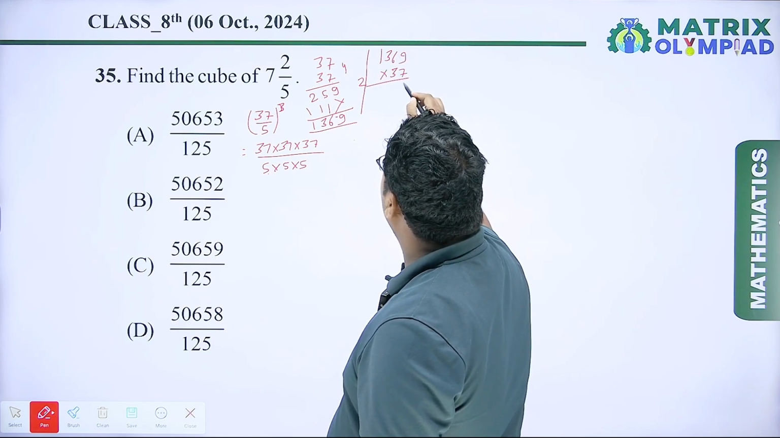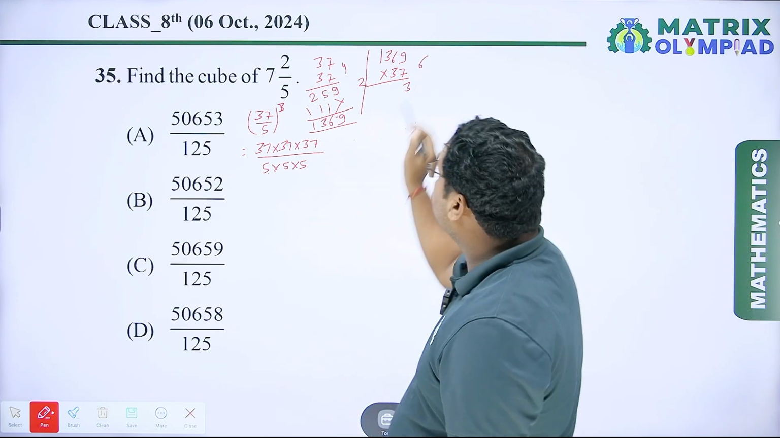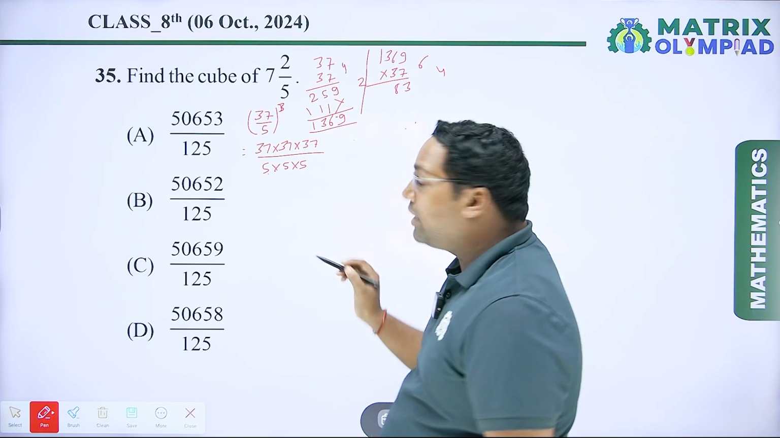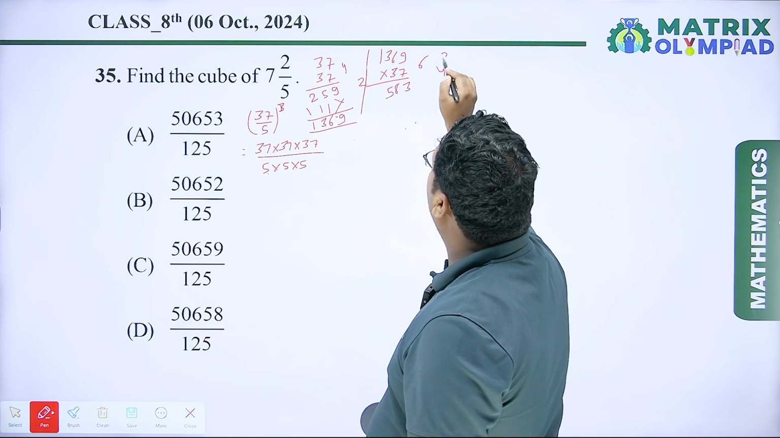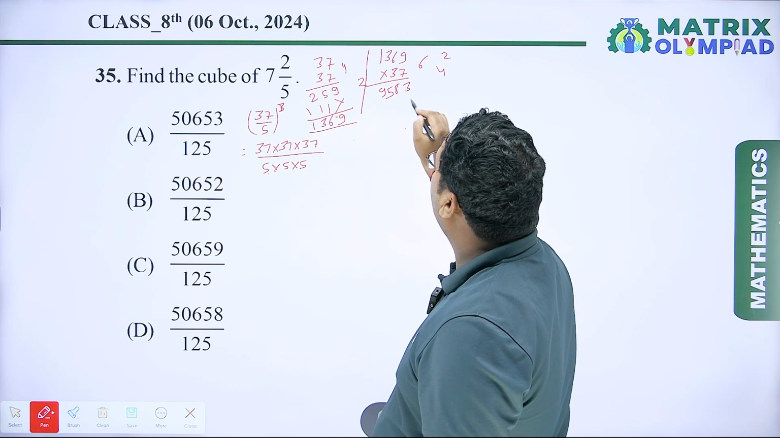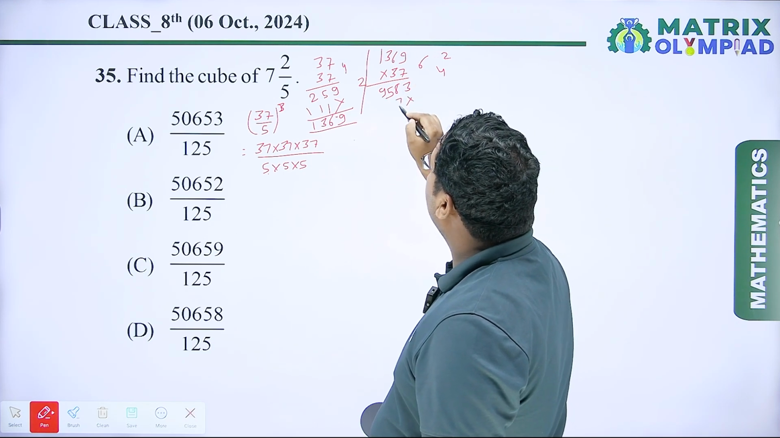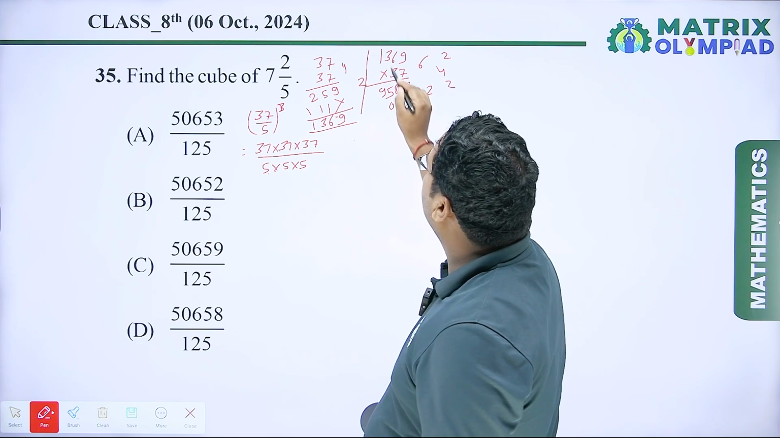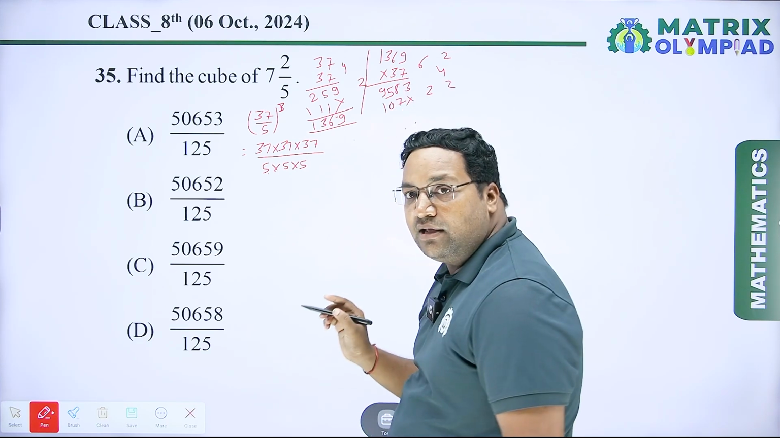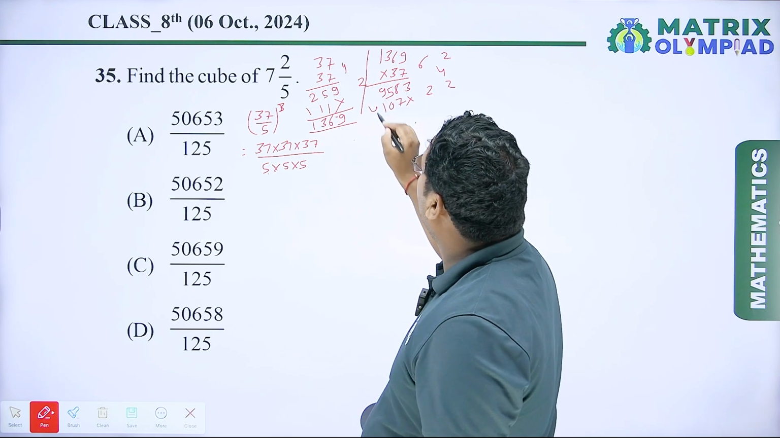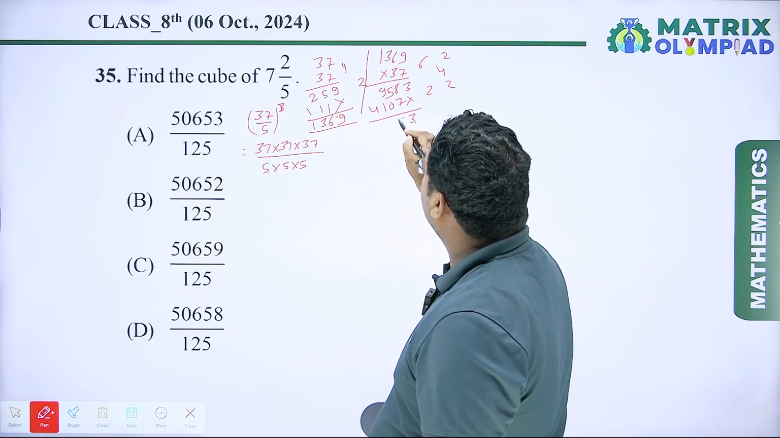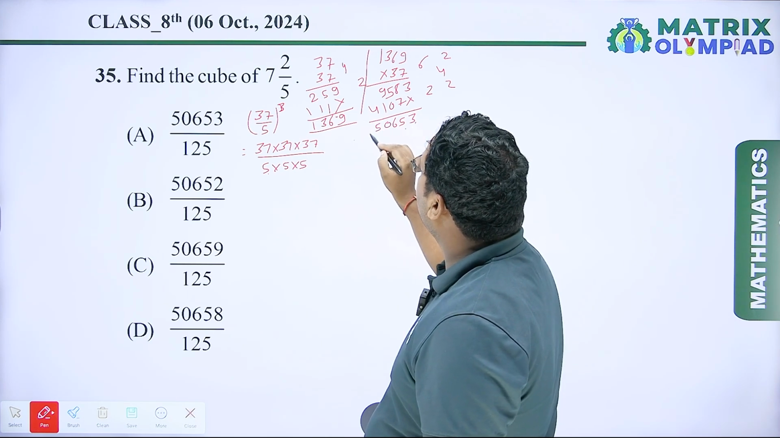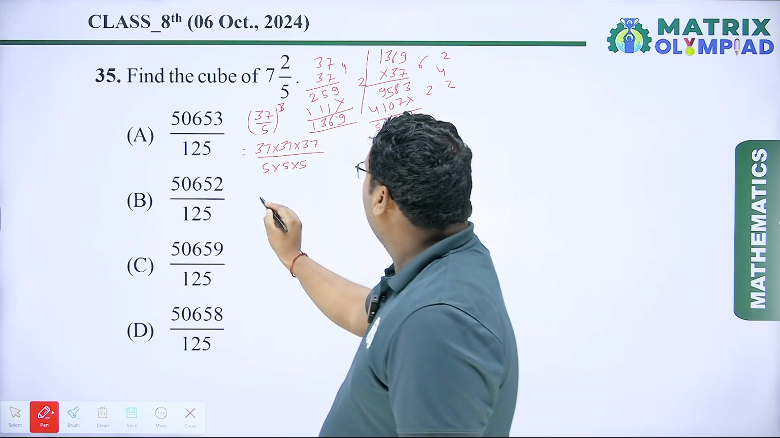So it is 7 9s are 63, carry 6, 7 6s are 42, 42 plus 6 is 48, carry 4, 7 3s are 21, 21 plus 4 is 25, carry 2, 7 1s are 7, 7 and 2 is 9. 3 9s are 27, carry 2, 3 6s are 18, 18 plus 2 is 20, carry 2, 3 3s are 9, 9 and 2 is 11, carry 1, 3 1s are 3, 3 plus 1 is 4. So it is 3, 8 plus 7 is 15, carry 1, 5 plus 1 is 6, 9 plus 1 is 10, carry 1. So it is 50,653.